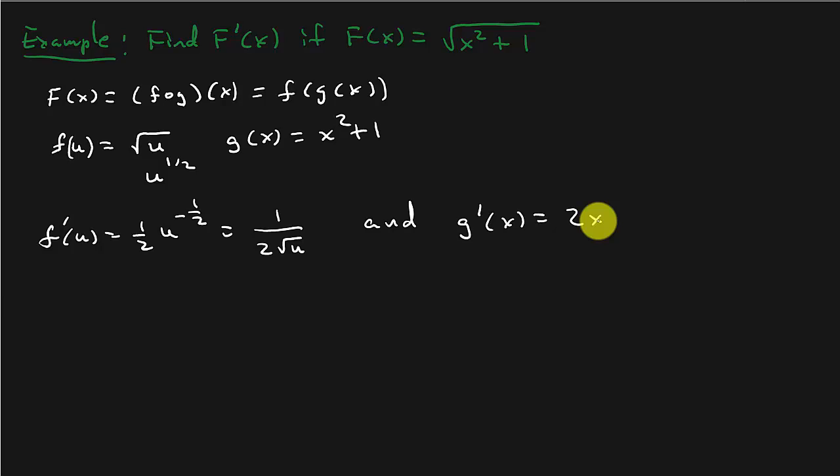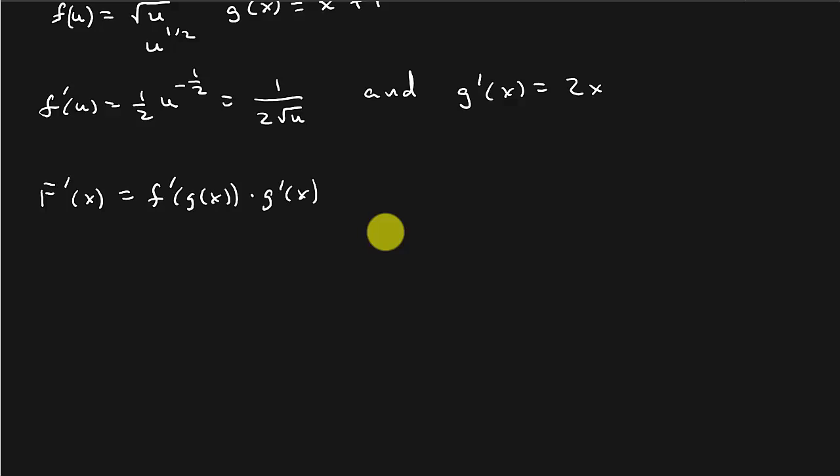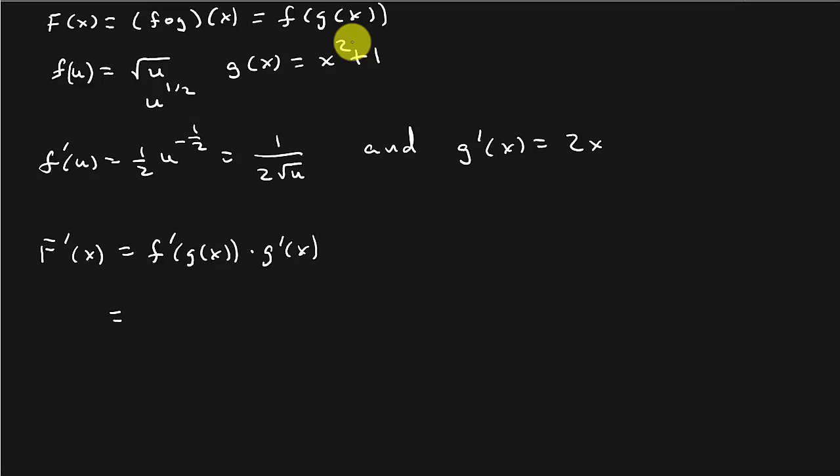All right, so let's see what we have here. I've got F prime of x is equal to f prime of g of x times g prime of x. Now all we're doing is plugging this in. So this is equal to what? Well, f prime of g of x. Look at this, here's g of x. I'm looking for this little f prime of g of x. That means this x squared plus 1, I'm going to put in the place of u. And so that's 1 over 2 square root of x squared plus 1.